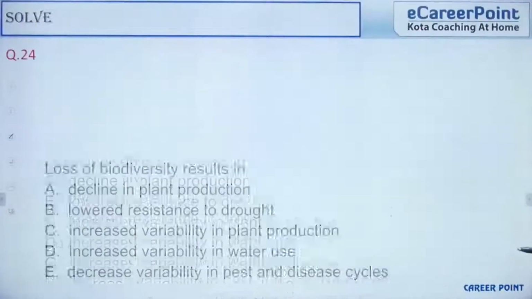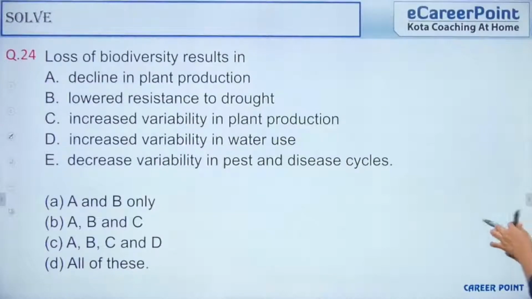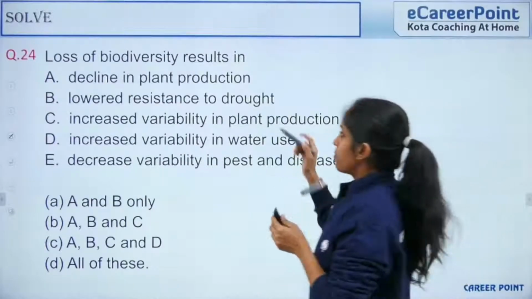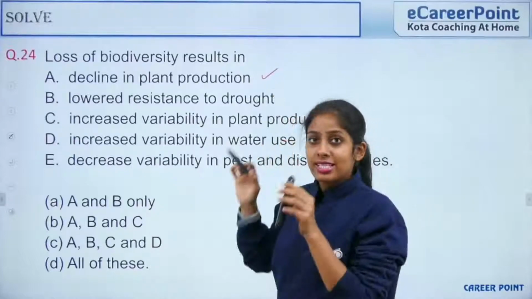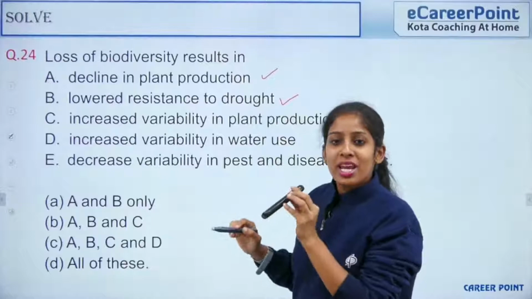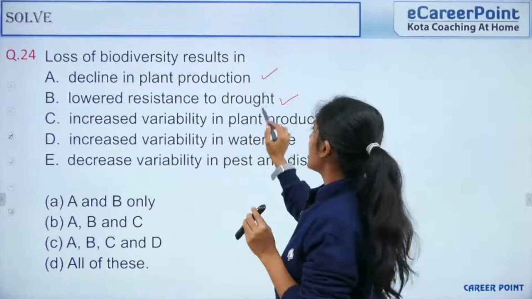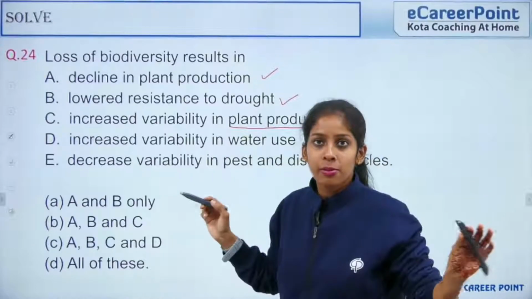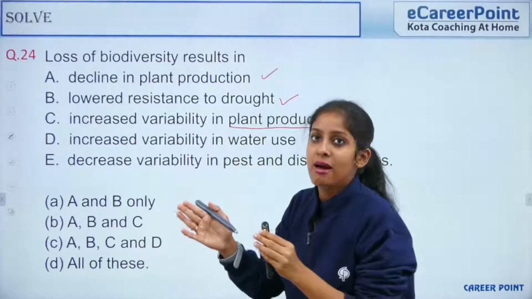So question 24, loss of biodiversity results in which of the following? Decline in plant production? Yes. So the resistance to drought will decrease? Yes. So increased variability in plant production, meaning the plants will not show a consistent production. There will be high variability, which therefore affects the biodiversity.